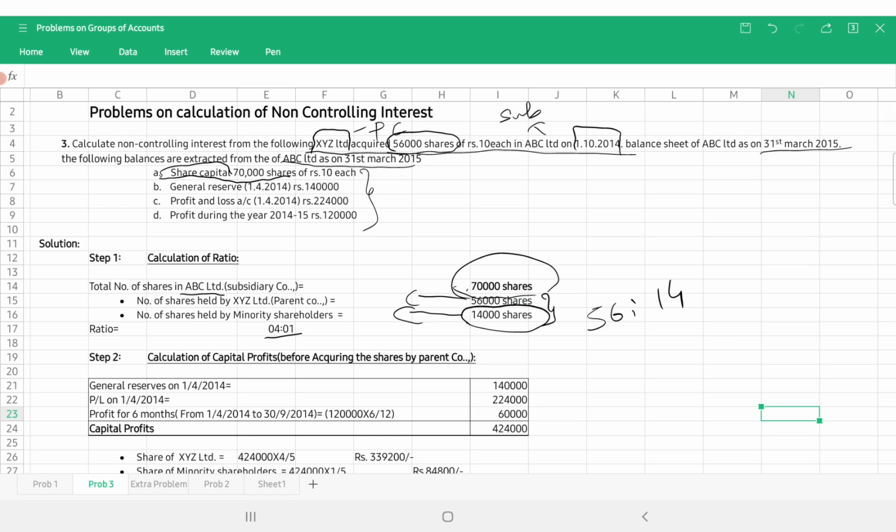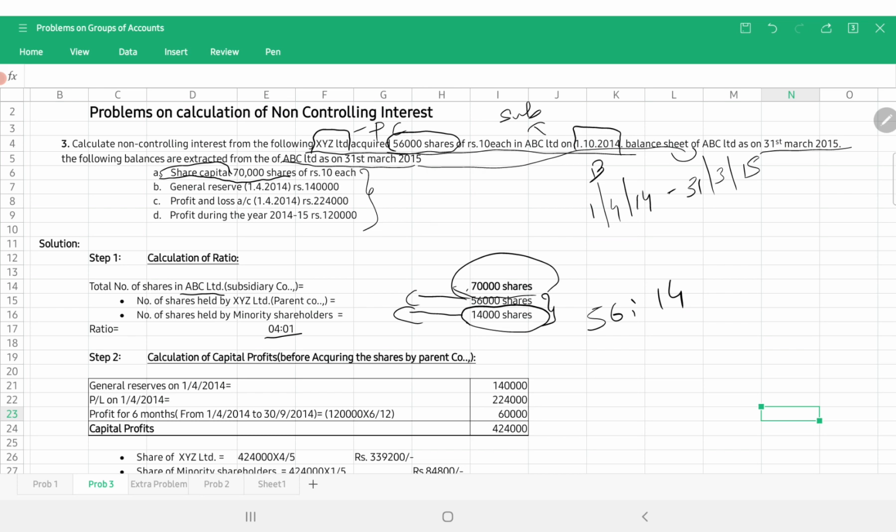If you know the date, 31st March 2015 is the date they have given, the ending date. So the beginning date will be 1/4/2014. The ending date is already given, which is why I have taken the beginning date here. This is very important, you should know this. If you know these dates, it will be easy for you to calculate capital profit and revenue profit.